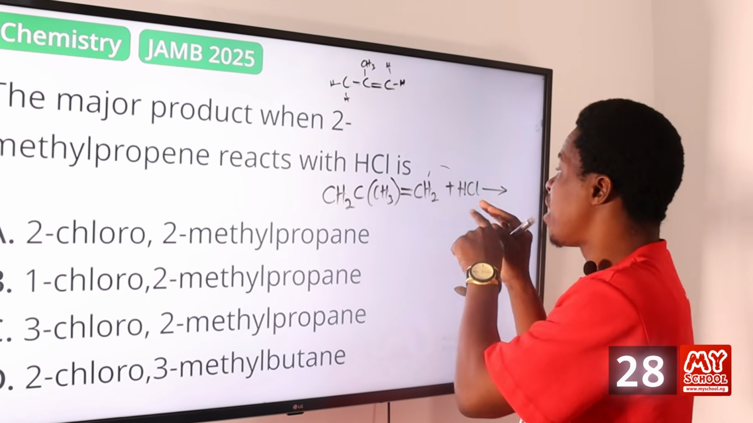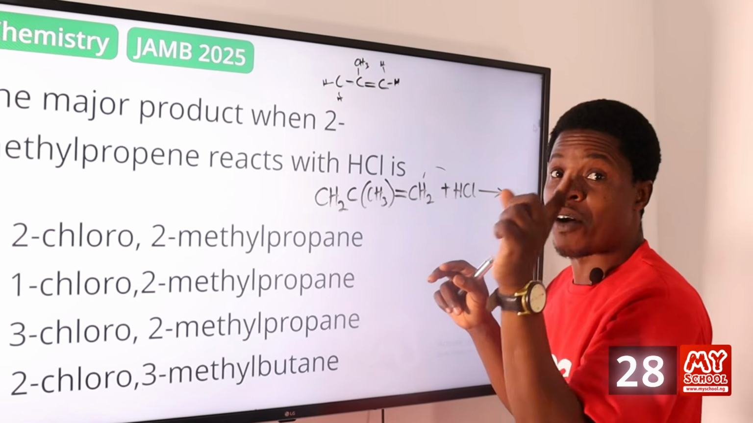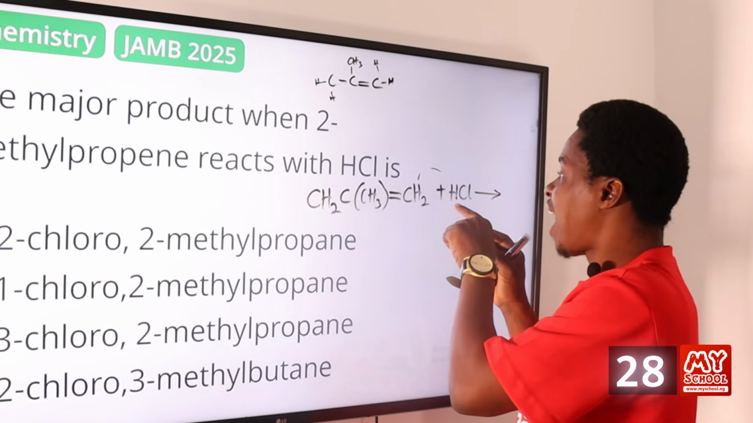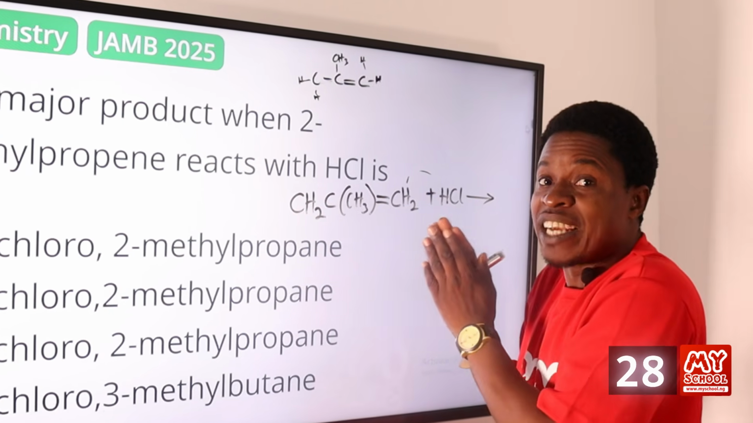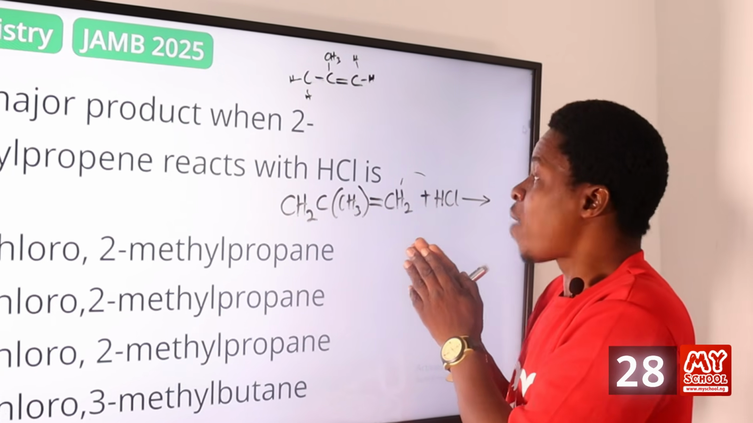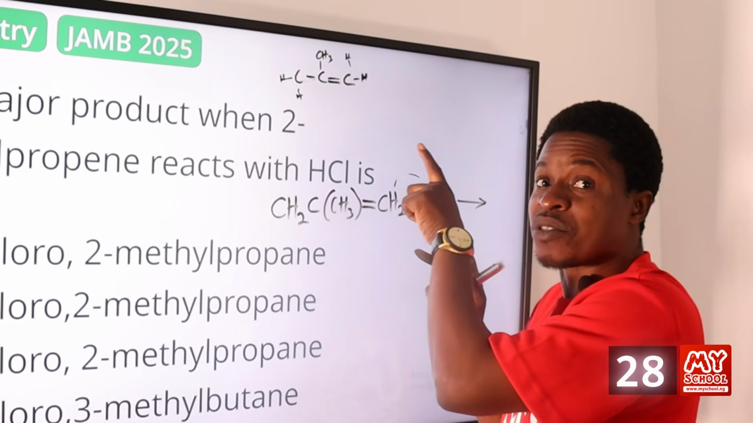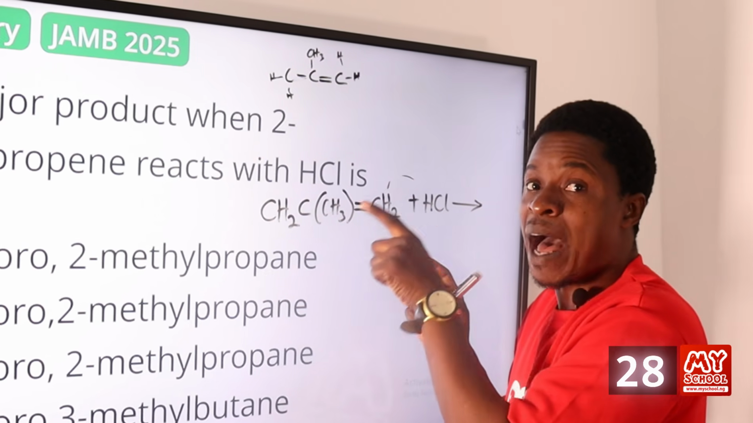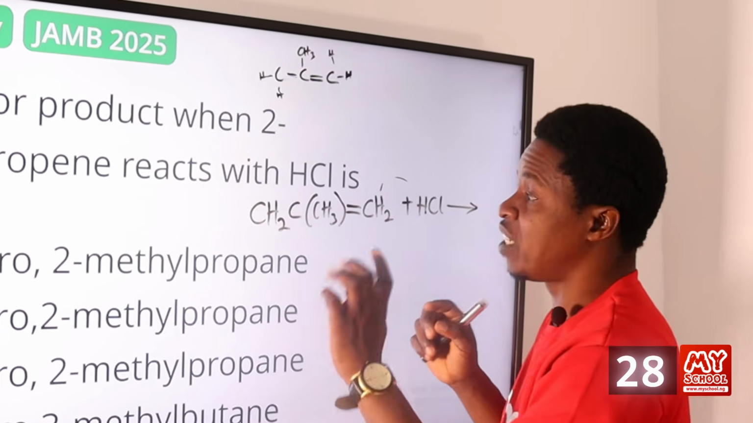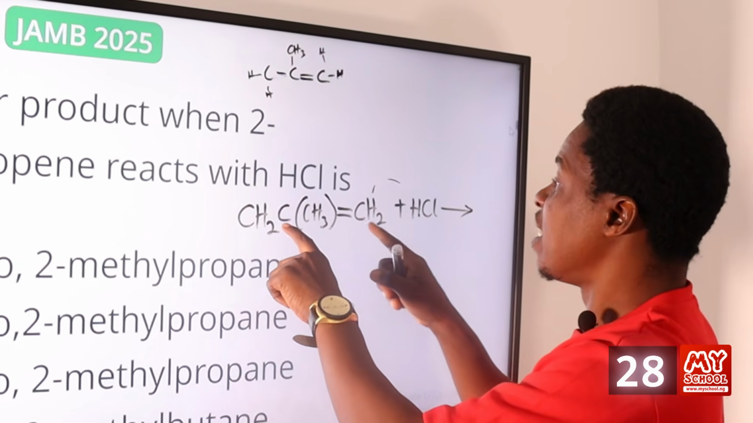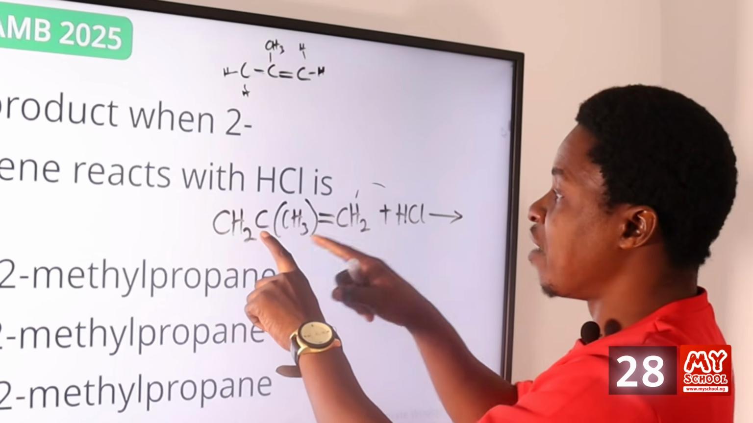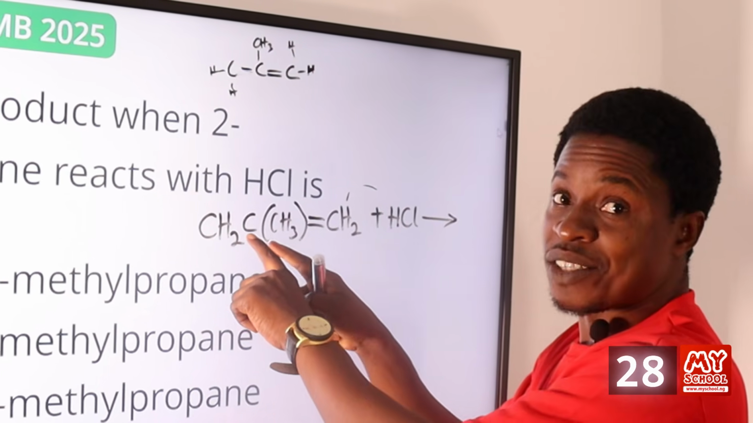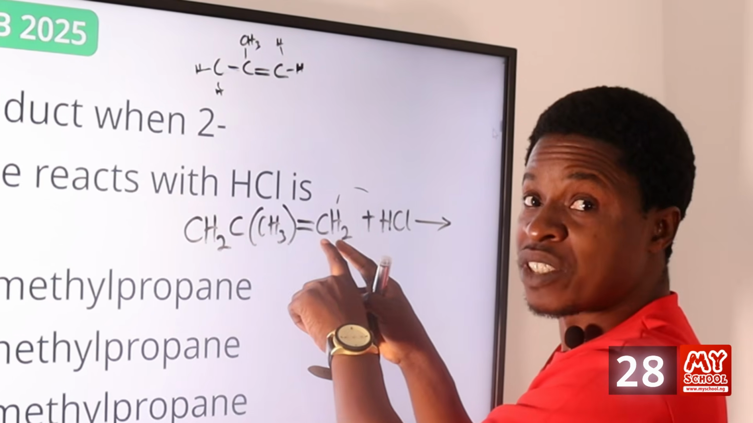So how do we know where each of them is going to attach? Markovnikov's rule says that the hydrogen is going to attach to the carbon atom that has more hydrogen atoms, while the halogen will attach to the side that has fewer hydrogen atoms. So this is carbon here, this is carbon here. This carbon atom has 2 hydrogens. This carbon atom has no hydrogen at all, which means this side has more hydrogen atoms.